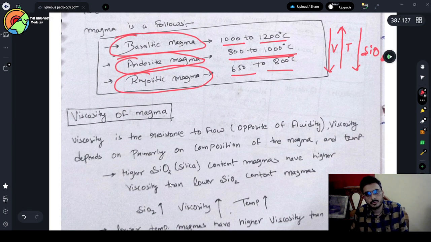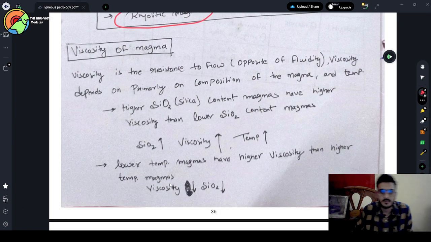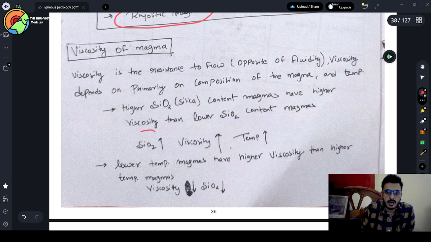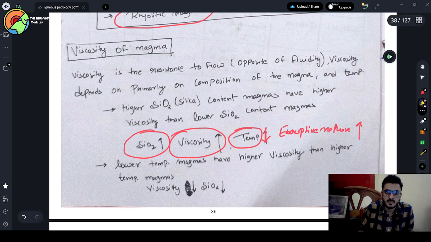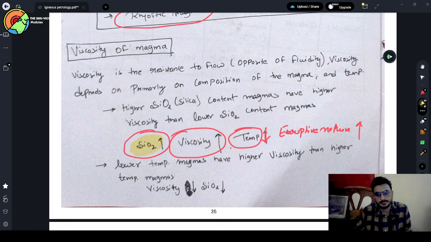Now if we move toward the viscosity, as I have told, high SiO2 content will have a high viscosity and it will have a low temperature. This will be like this, and it will have a low temperature. And if we talk about the eruptive nature, the eruptive nature will also increase with increasing SiO2 content.